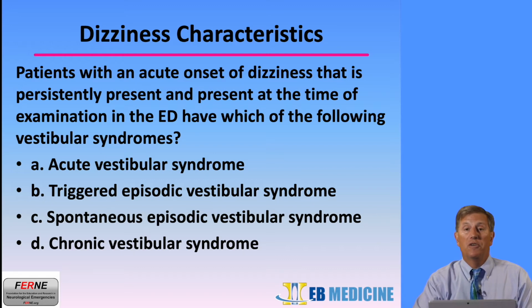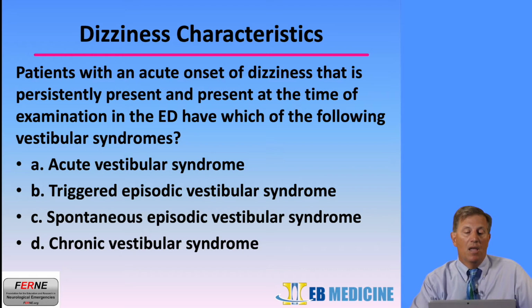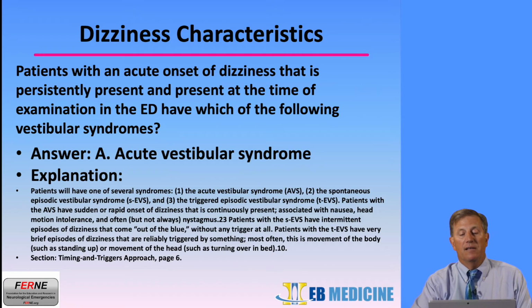So, we'll ask another question regarding dizziness characteristics. Patients with an acute onset of dizziness that is persistently present and present at the time of examination in the ED have which of the following vestibular syndromes? A, acute vestibular syndrome, B, triggered episodic, C, spontaneous episodic, or D, chronic vestibular. And we know the answer, that is constant, severe, present at the time of presentation, is A, acute vestibular syndrome, seen here and explained on the next slide. Seen on page 6 of the Timing and Triggers Approach monograph.